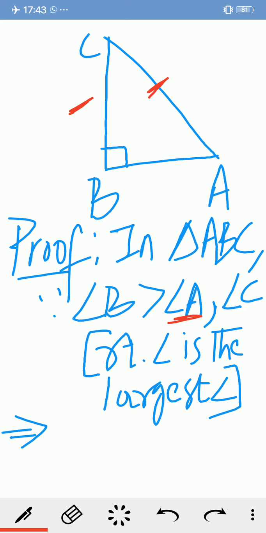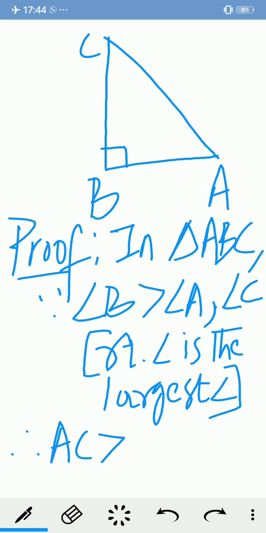And angle B is also greater than angle C. That means the side opposite to angle B, that's AC, is greater than the side opposite to angle C, and the side opposite to this angle C is this one. So we came to know that AC is greater than BC as well as AB, and that's it. This is what we were required to prove. So we can write like this. Therefore, angle B is greater than angle A, angle C. That means the side opposite to angle B, that's AC, is greater than the side opposite to angle A, that's BC, comma, the side opposite to angle C, that's AB, and that's it.